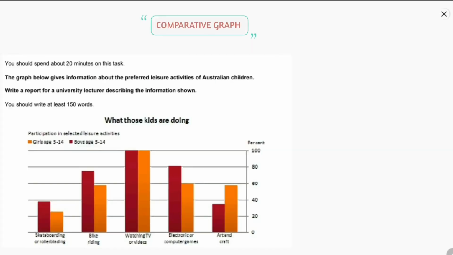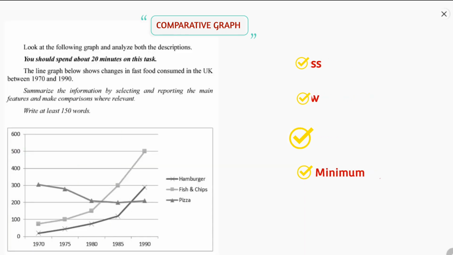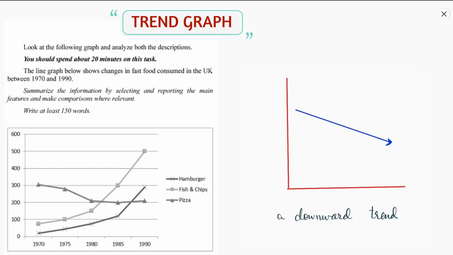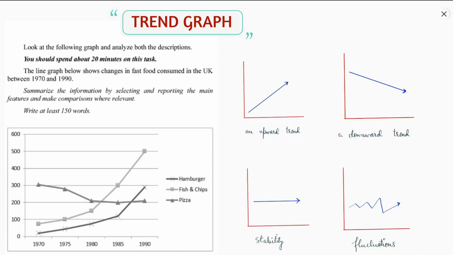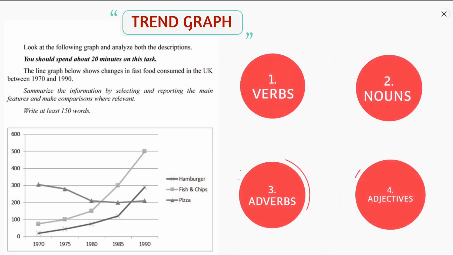For a comparative graph, the vocabulary that you're going to use is more or less, high or low, greater than or smaller than, maximum or minimum. Now, here is a trend graph. If you have a close look at it, you'll find four types of trends: an upward trend, a downward trend, a period of stability, and a fluctuation. So to define these trends, you need four things: verbs, nouns, adverbs, and adjectives, right?